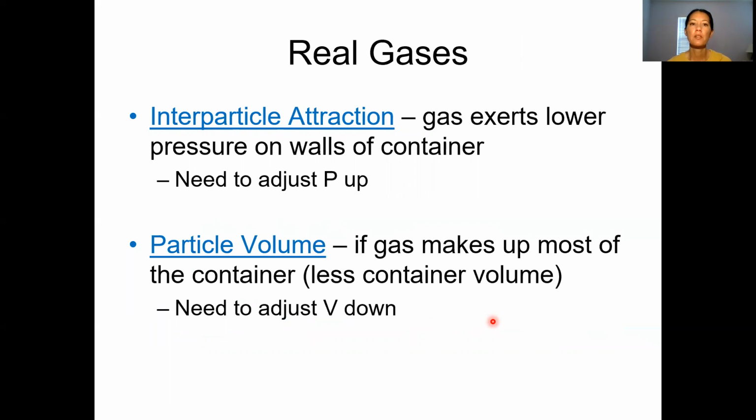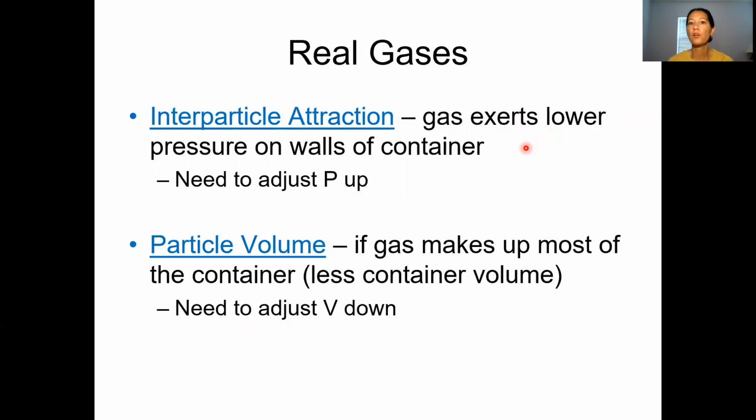Okay, the last topic in this section is talking about real gases. When gas molecules are not perfect, they're not these ideal gases, which is a reality, right? There are interparticle attractions, there is a certain volume that a gas makes up. So if there is an interparticle attraction, basically intermolecular forces present, gases will exert lower pressure on the walls of the container. The reason is they're not free to bounce and hit and collide with the walls of the container. There's something holding them back a little bit because they're interacting more with each other.